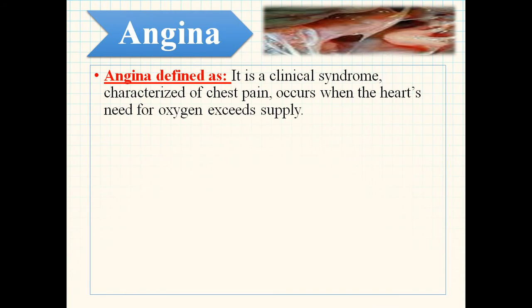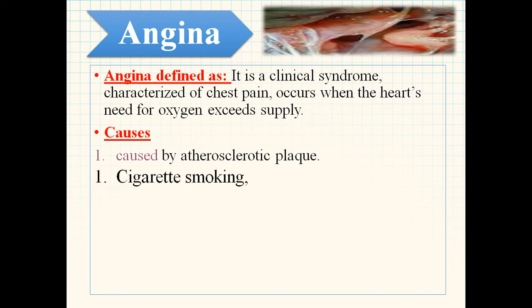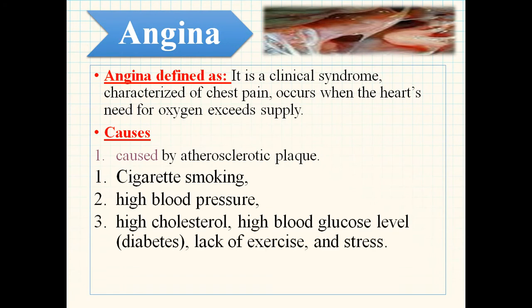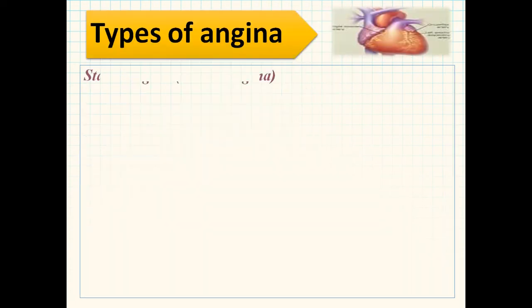Angina. Angina is defined as a clinical syndrome characterized by chest pain that occurs when the heart's need for oxygen exceeds the blood supply. Angina is caused by atherosclerotic plaque. Risk factors: cigarette smoking, high blood pressure, high cholesterol, high blood glucose level as in diabetes, lack of exercise, and stress.